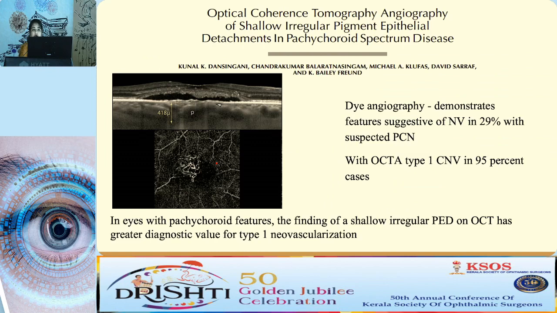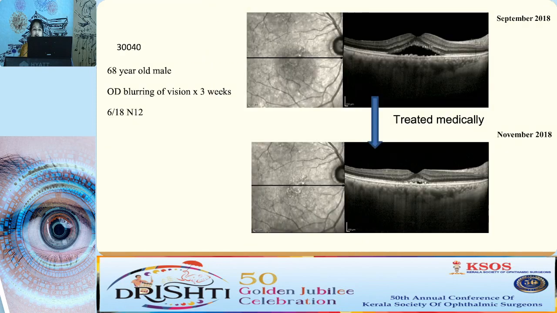This is another article published in AJO where they assessed shallow irregular PEDs in pachychoroid spectrum disease. They compared dye angiography and OCTA in finding CNV, and they found that dye angiography many times underestimates the presence of a neovascularization. In the study, neovascularization was found in only 29% of cases with dye angiography and 95% of cases where OCTA was performed.